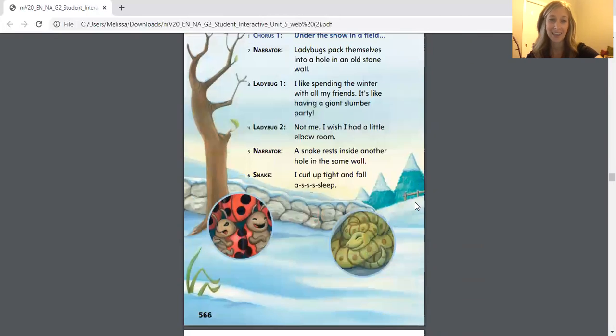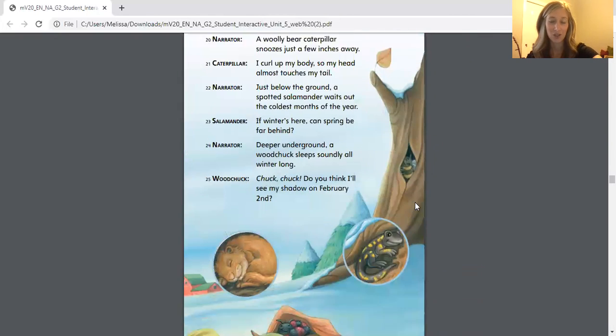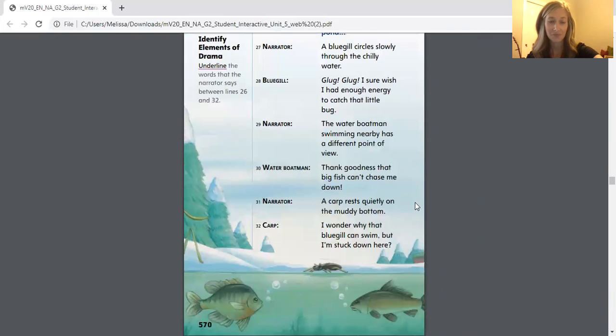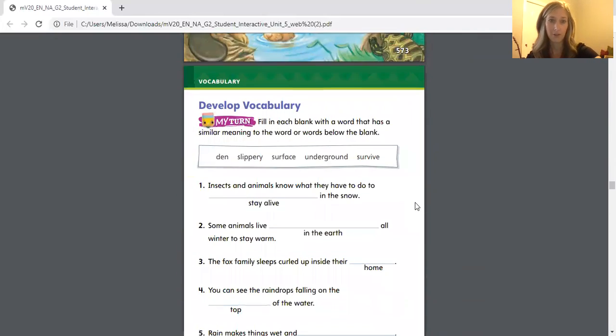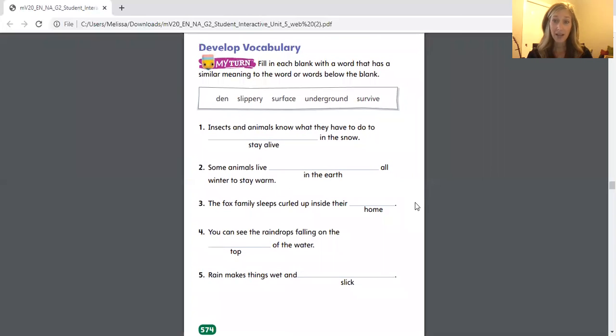Give me just a minute to get there. I really love the illustrations in this drama. All right. So if you're on page 574 with me, that means you already have read the drama. You need to make sure that you've stopped and read it or have it read to you. So we're taking a look at those vocabulary words that we mentioned before: den, slippery, surface, underground, and survive. Let's go ahead and read our sentences and fill in the blanks.